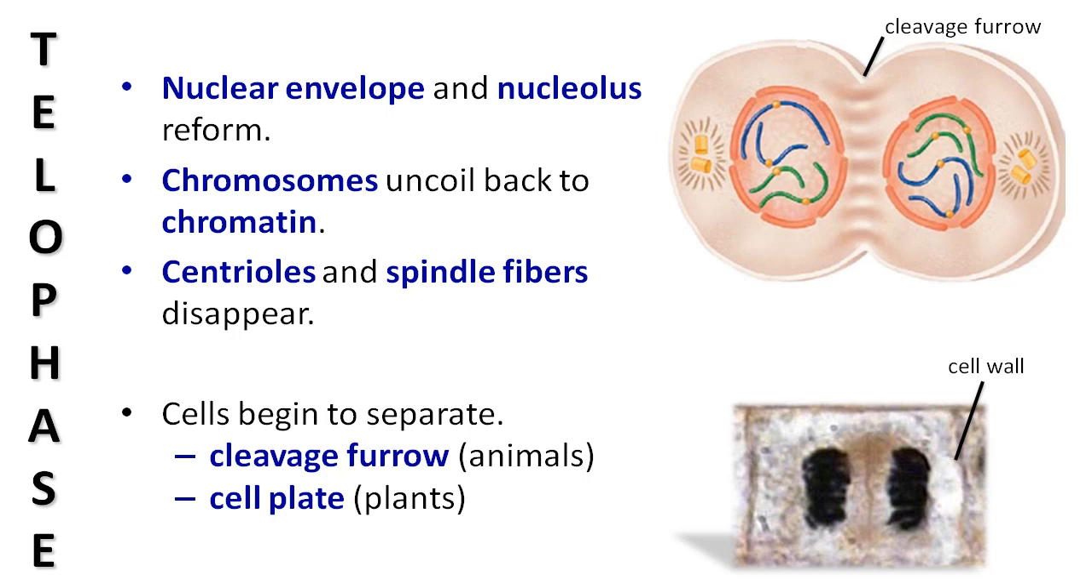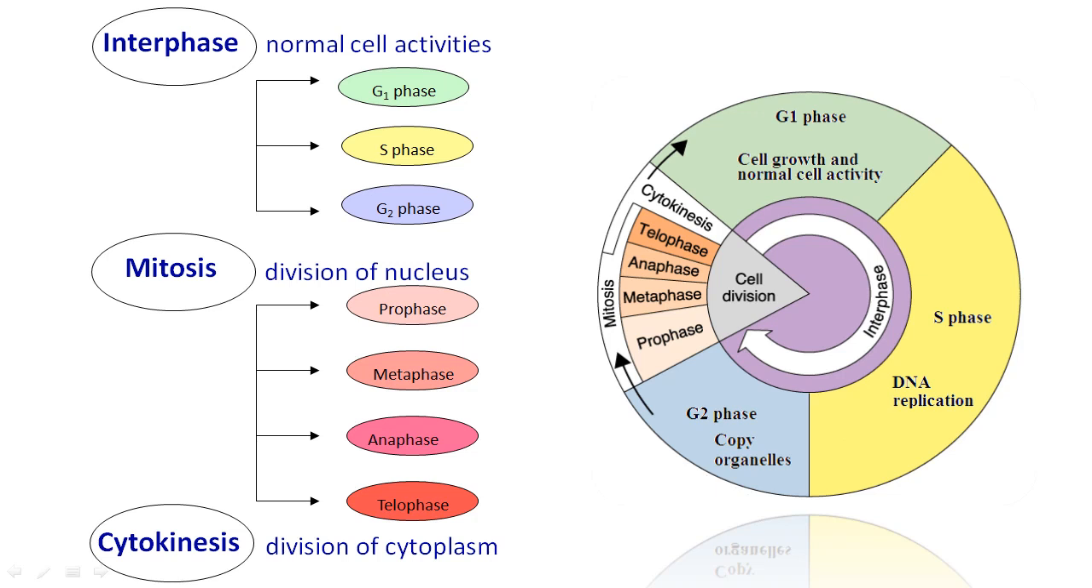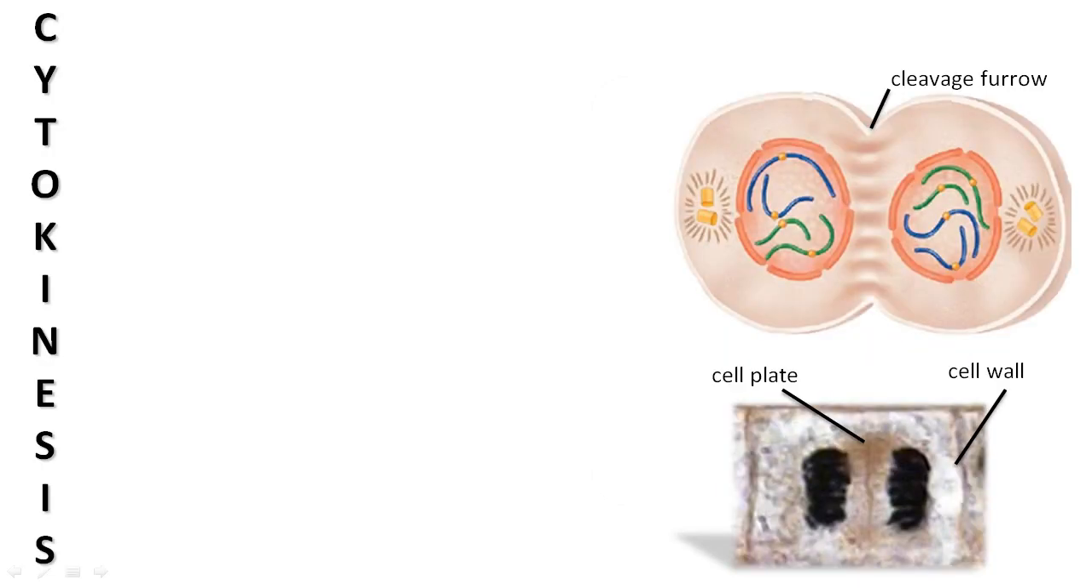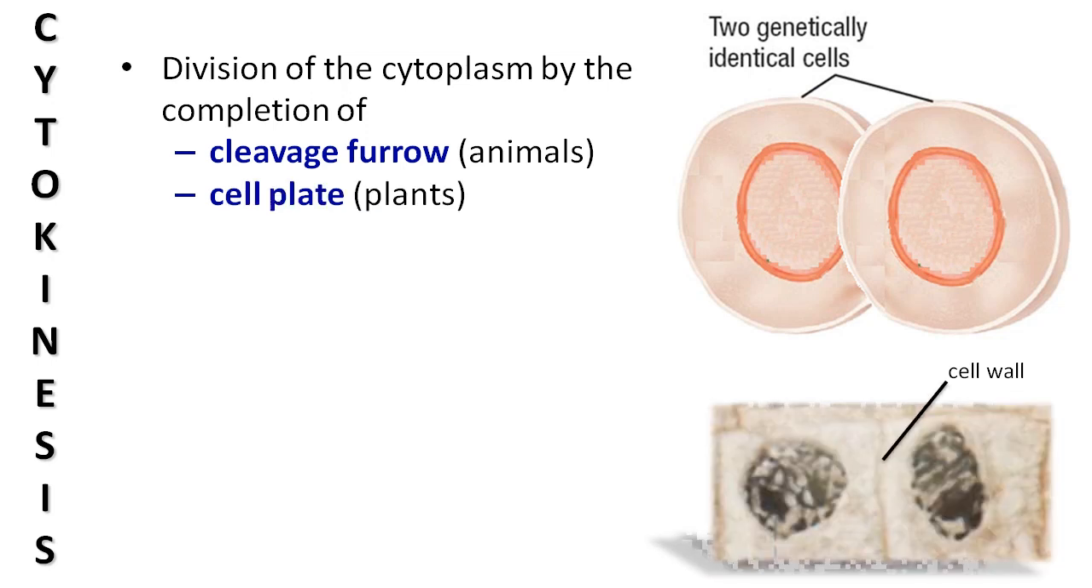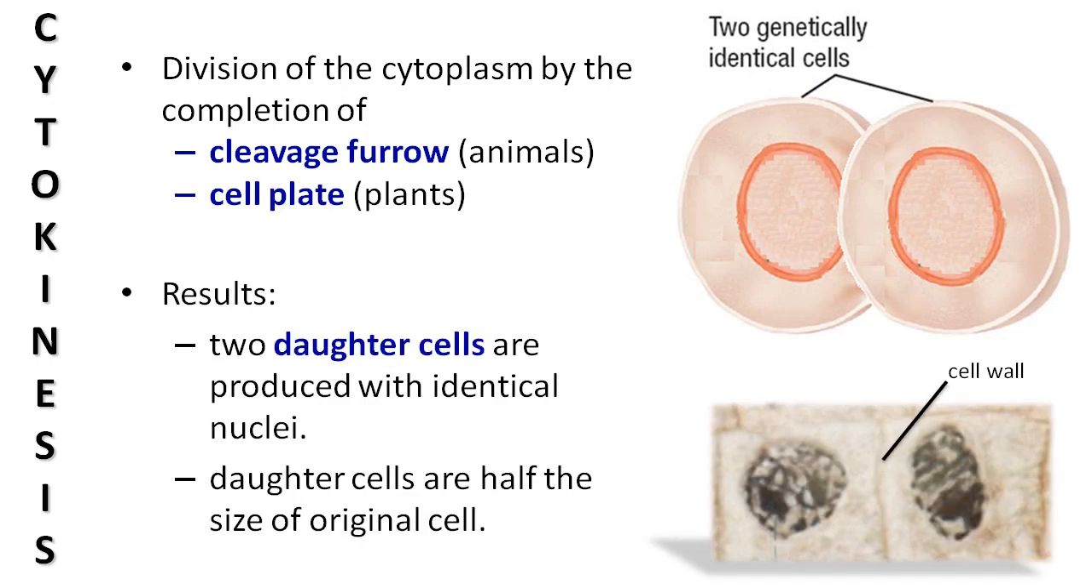In animal cells, the cleavage furrow begins to form, a fiber that begins to separate the cell in half, or in plant cells, a cell plate begins to form. So we have the complete division of the nucleus, where now we have interphase complete, mitosis is complete, and now the remainder of cytokinesis must be finished, dividing the cytoplasm. And so the completion of that cleavage furrow in animal cells, or the cell plate in plant cells, will divide the rest of the cell.